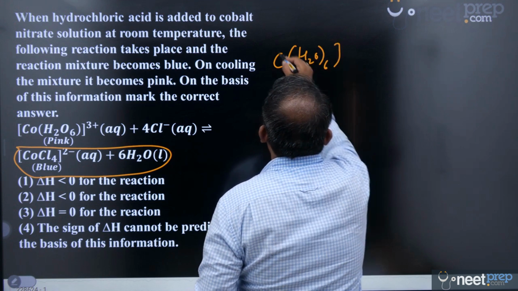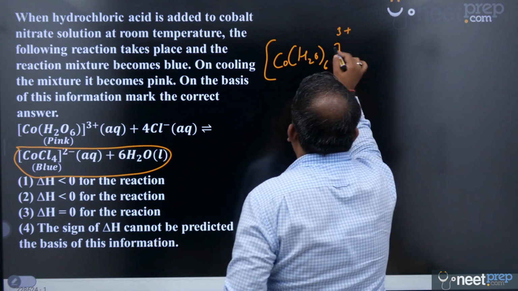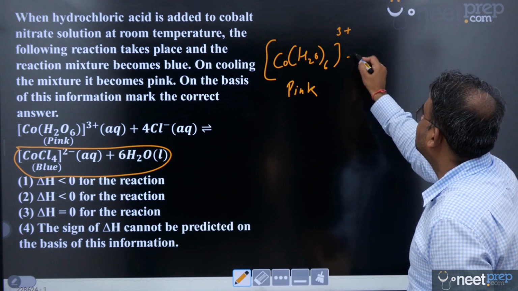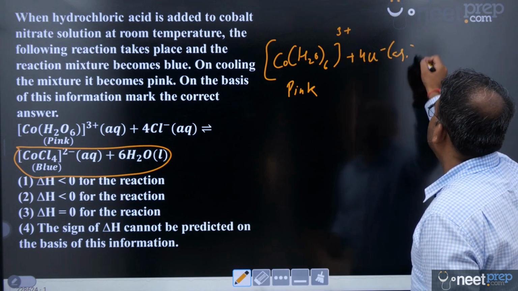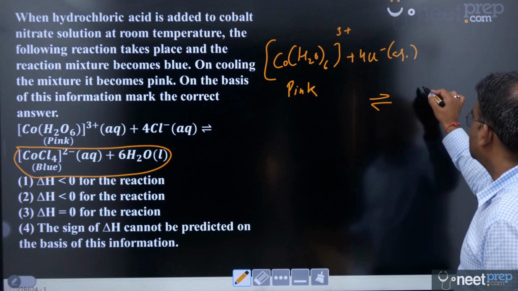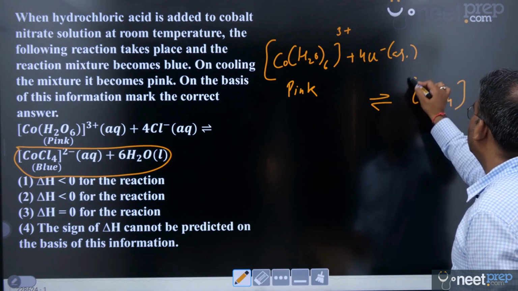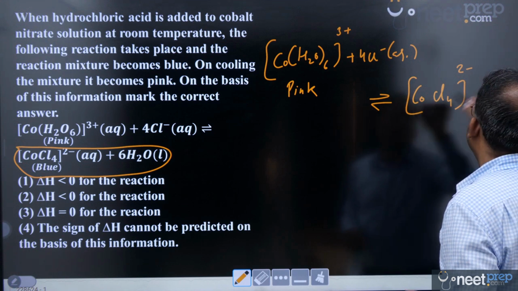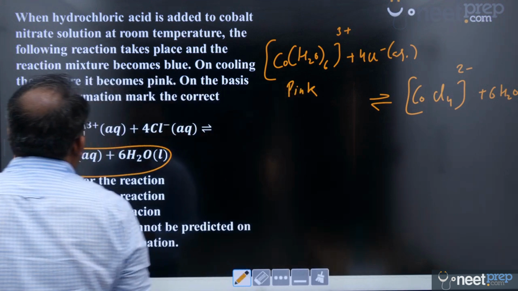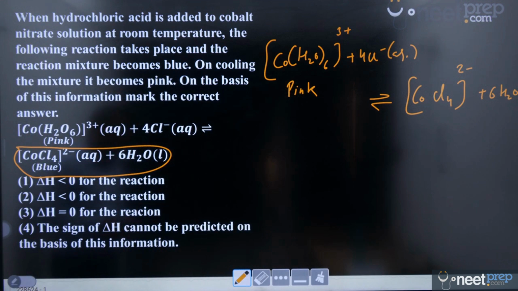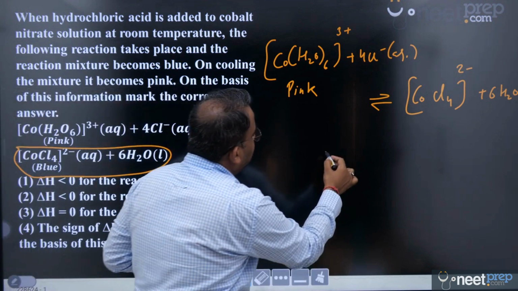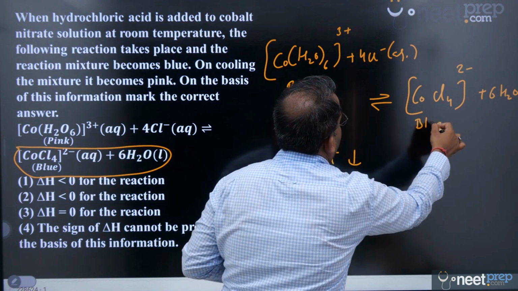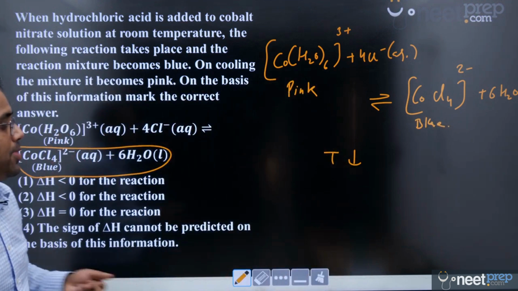It's a coordination compound. If you don't know, just leave it. This compound is colored pink plus 4Cl minus aqueous gives us CoCl4 2 minus plus 6H2O. This is my problem, and it says that on cooling the mixture it becomes pink, means with decreasing temperature the equilibrium shifts in backward direction because pink color starts appearing.